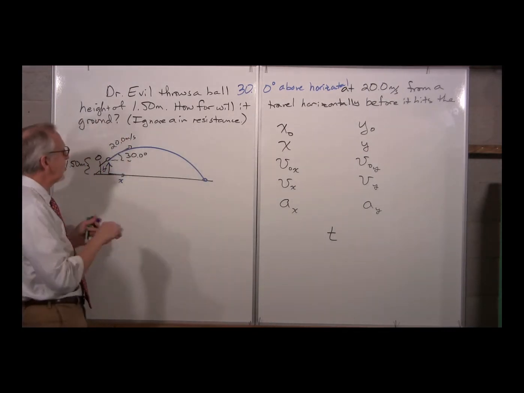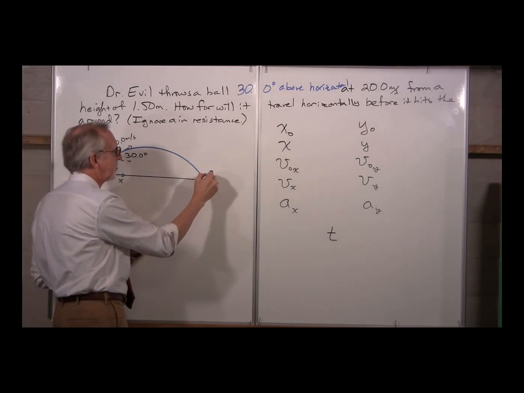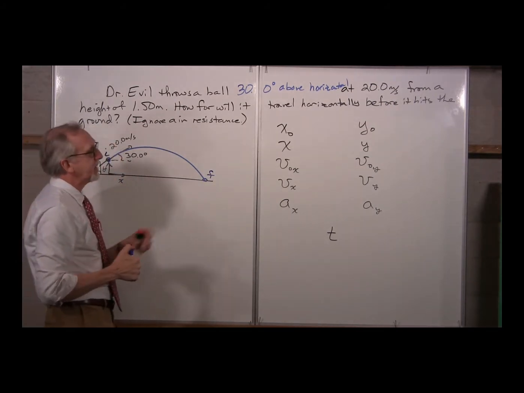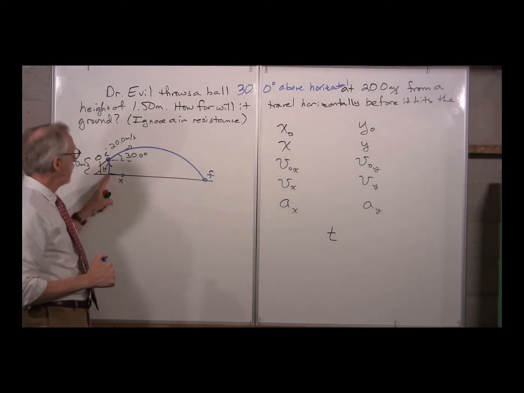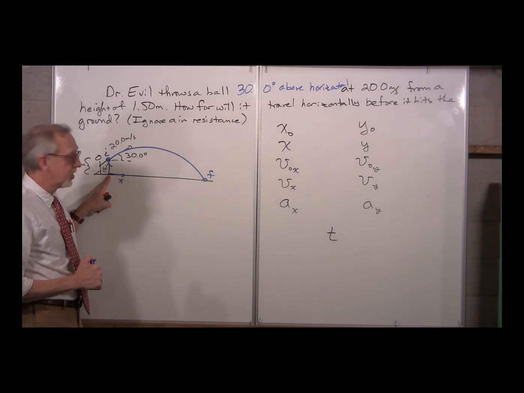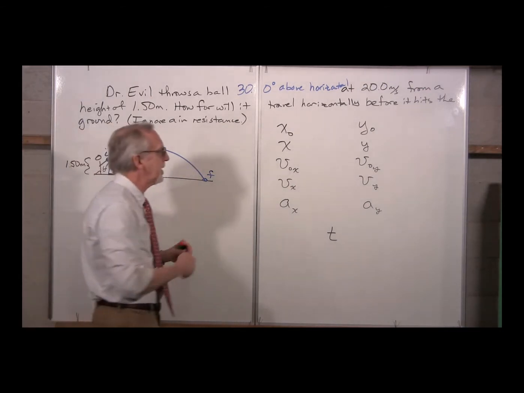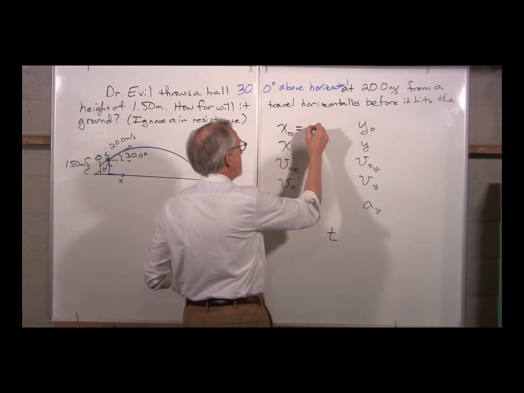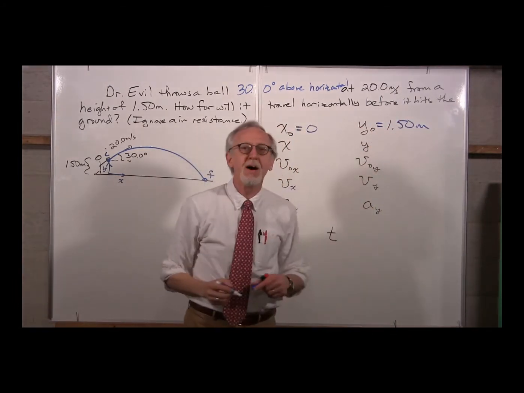Now, what are our variables? Again, initial position is here. Final position over here. So x naught, y naught. What are the initial coordinates of the object? Well, the x value, x naught, is again 0. y naught is 1.50 meters, just like it was last time. 0, 1.50 meters.